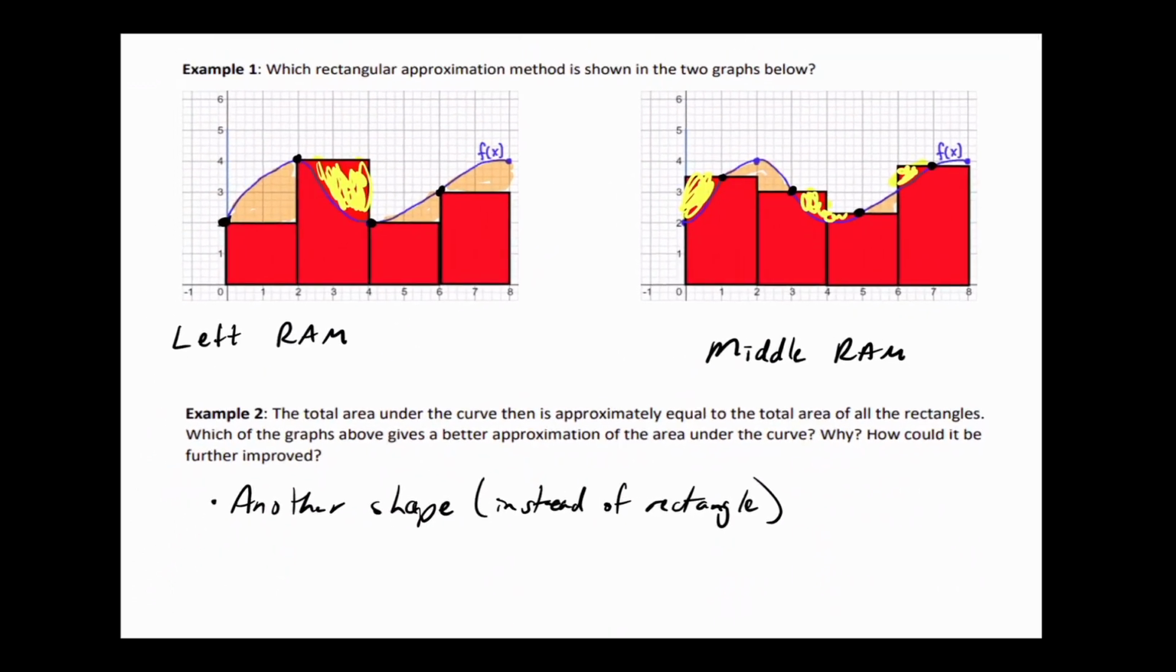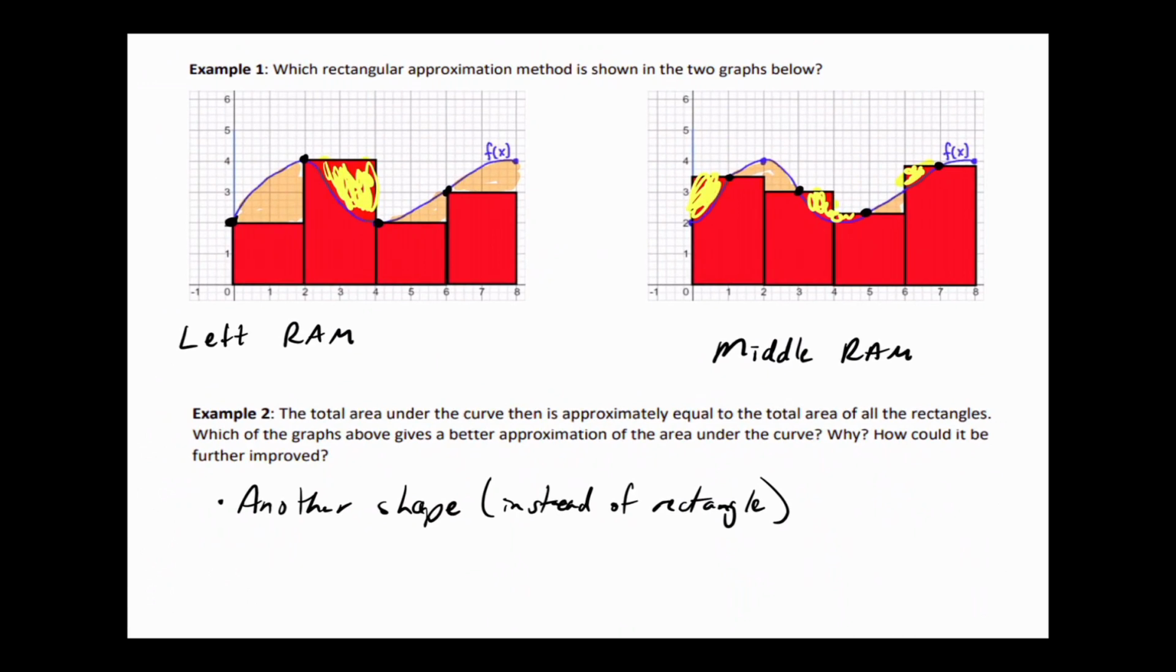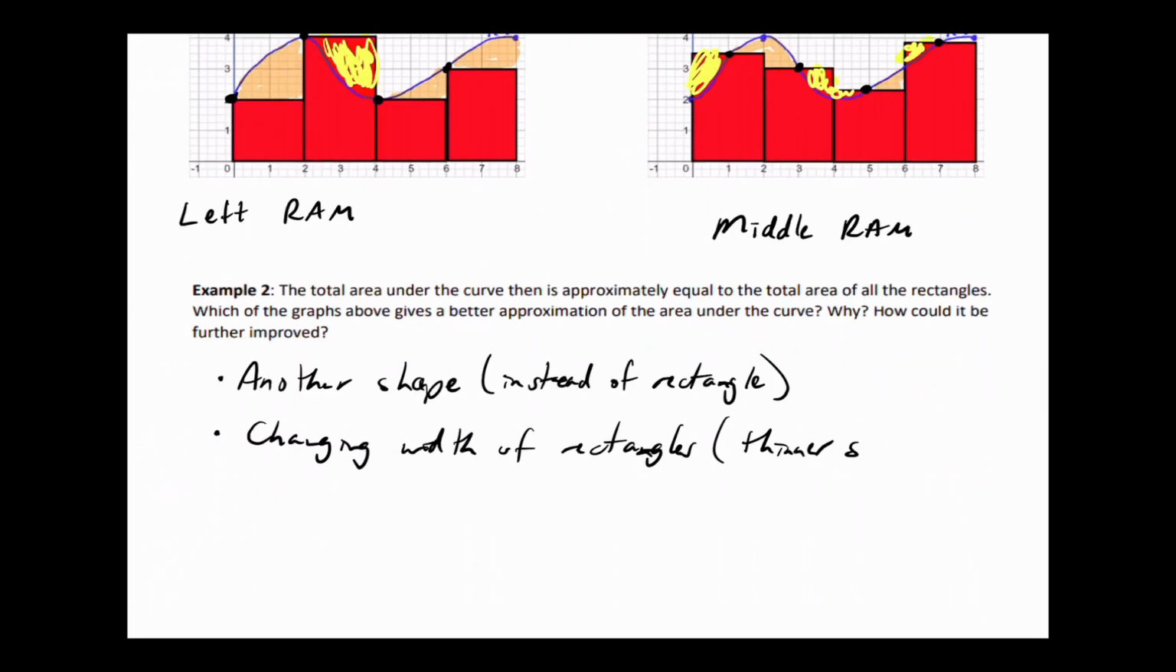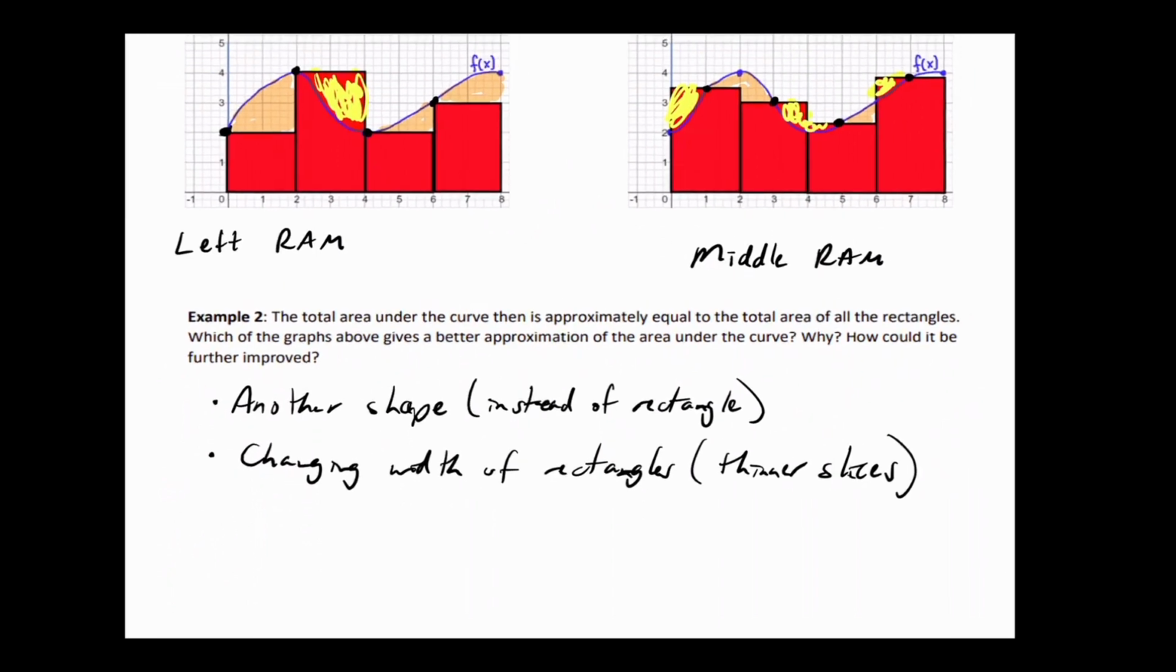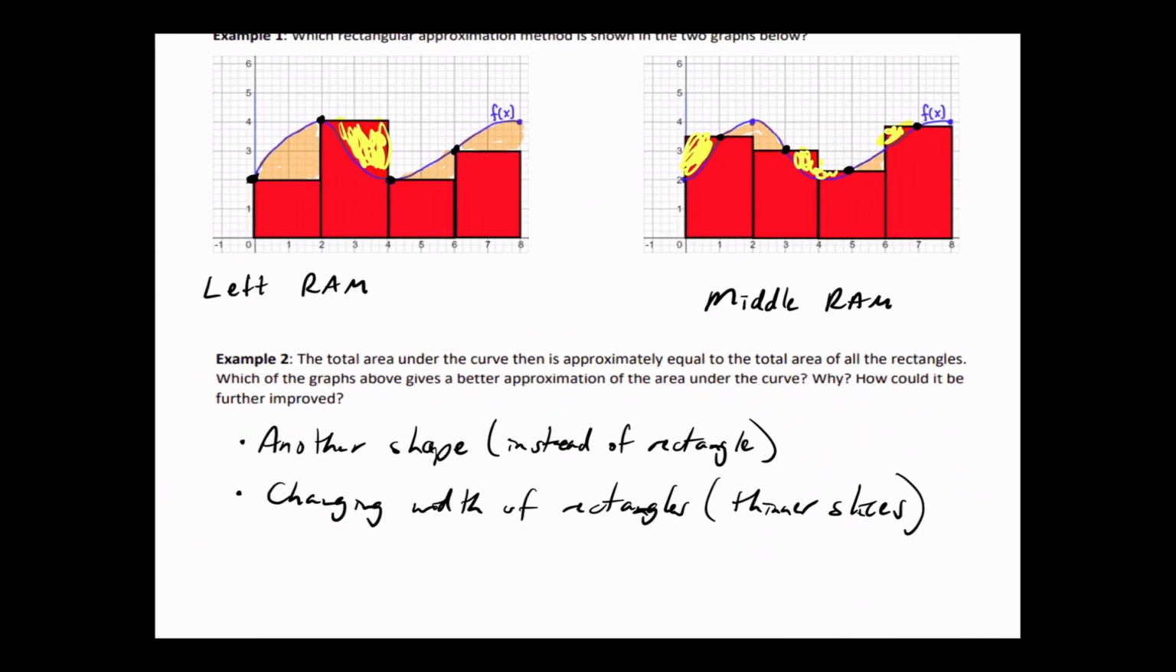What's another way? Changing the width, right? Making those red slices thinner slices, right? Changing width of rectangles, thinner slices. I think both of those, I think you guys hit the nail on the head right there. Those two, if I could do those, I think that would give me a better idea.